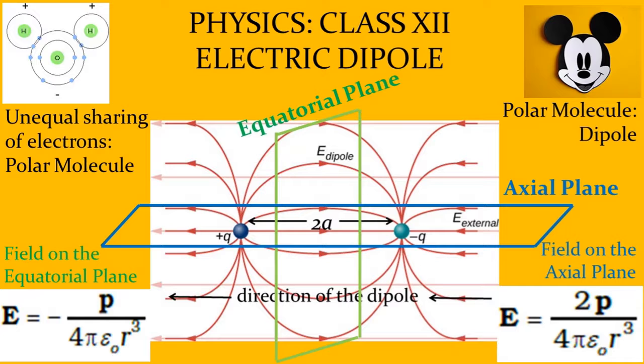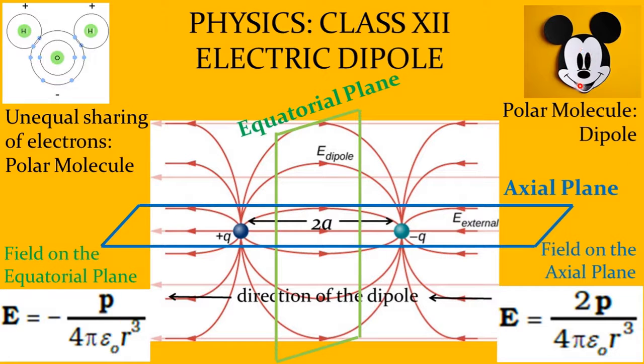In nature, we have plenty of dipoles. The most common dipole is the water molecule. The unequal sharing of electrons causes a polar covalent bond, and that makes a polar molecule. A polar molecule is a dipole.